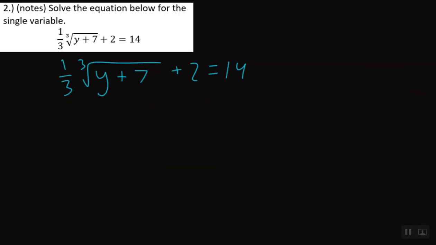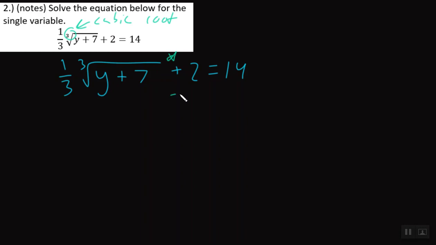Okay, in example 2, we want to solve the equation below for this single variable. So we have 1/3 cubic roots of y plus 7 plus 2 equals 14. Notice that this equation here, we begin with a cubic root, and we're going to have to get rid of that or do the opposite of that at some point. But first, just like in our previous one, we first have to get rid of our addition or subtraction.